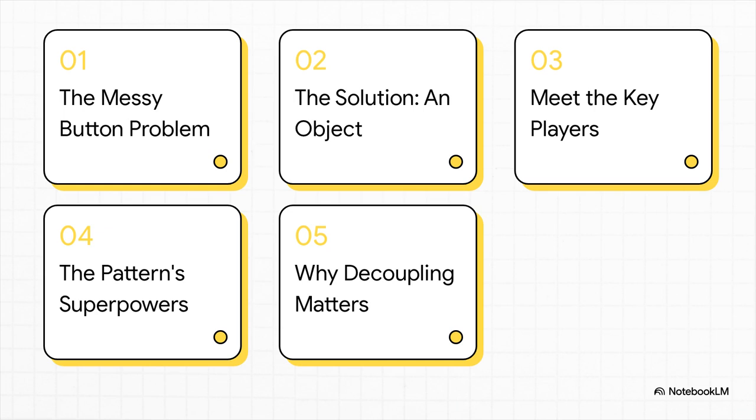We're going to start with a really common coding headache I call the messy button problem. Then we'll see how turning our request into an object is the elegant solution. After that, we'll meet the key players involved, uncover the pattern's incredible superpowers, and finally, we'll see why decoupling is the real magic ingredient here.